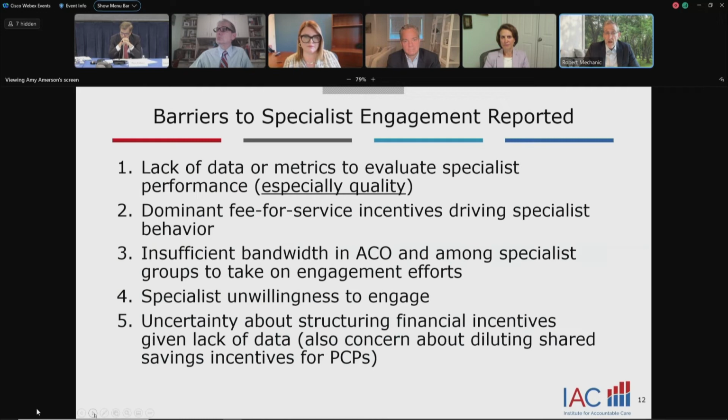Many of them commented that the specialists were not interested in engaging with them in their work. And finally, there's a lot of uncertainty about how you would structure financial incentives, or how you would select high-performing practices given we don't have good data. And for those that got into the issue of gain sharing, there is some concern about diluting shared savings dollars by taking money that was intended for PCPs and paying some of that to specialists. So these were some of the concerns that were reported in the survey.